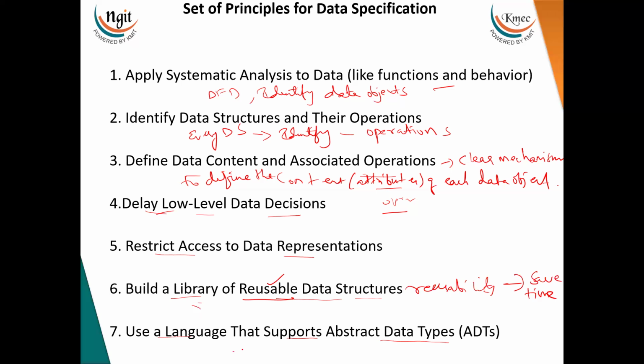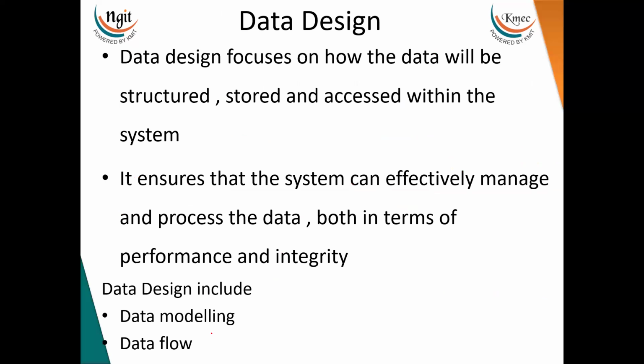Then the last one, the seventh, is use a language that supports abstract data types, which means we have to choose a programming language that lets you define and use complex data types very easily. Clear? So these are all the principles for data specification. Then we talk about data design. So what is data design?